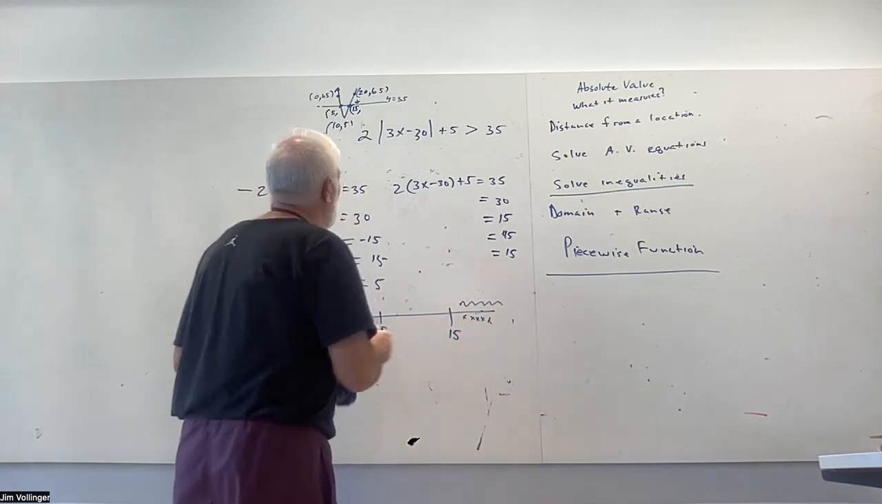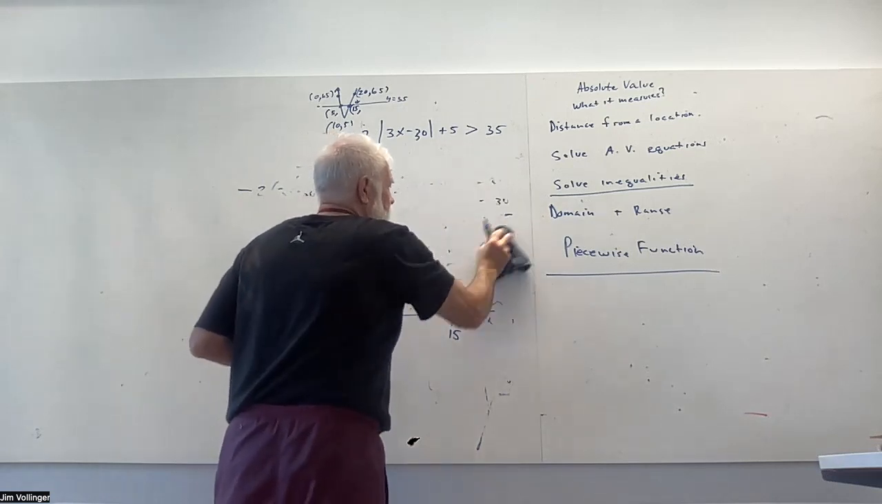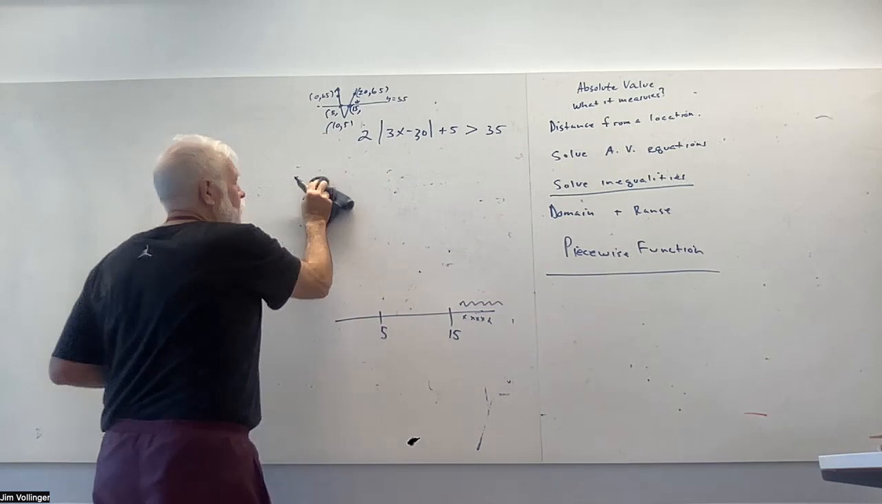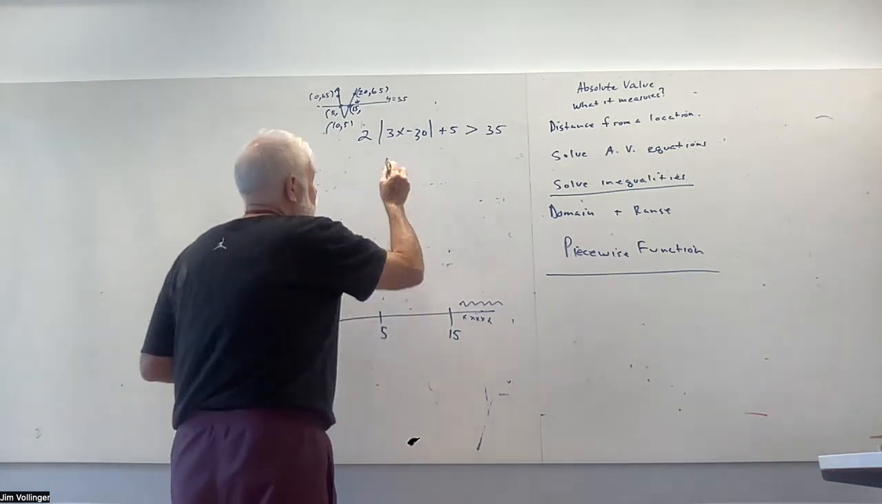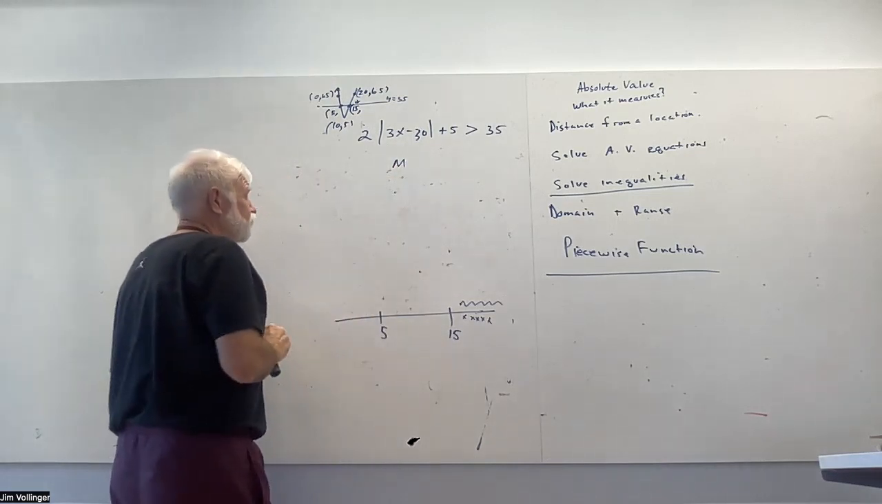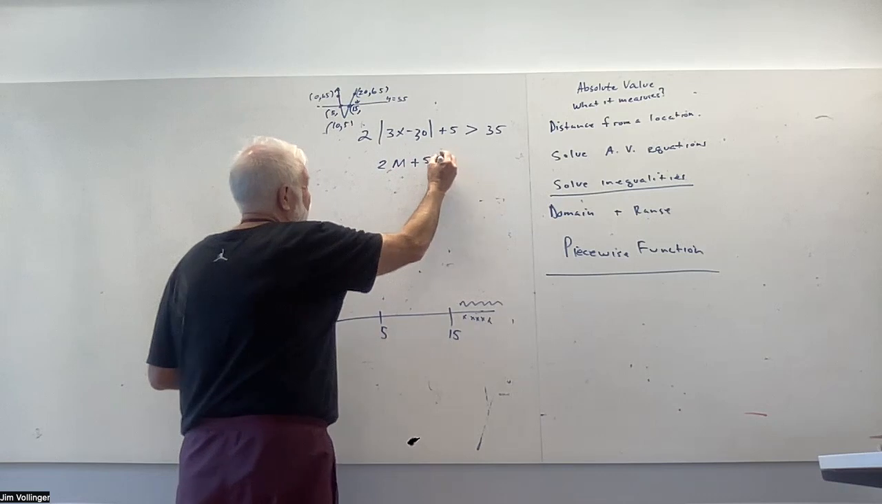All right, so I'm going to go up to the original equation, and I'm going to look at numbers that are bigger than 15. I'll throw a million in here. 3 times a million minus 30 is an awful big million. I'm going to double it. I'm going to add 5, and I've got a feeling that's true.